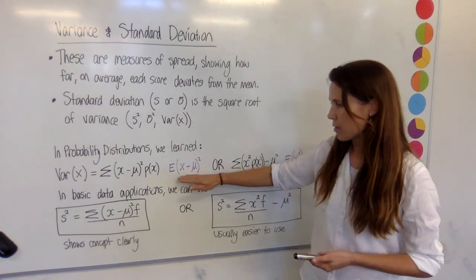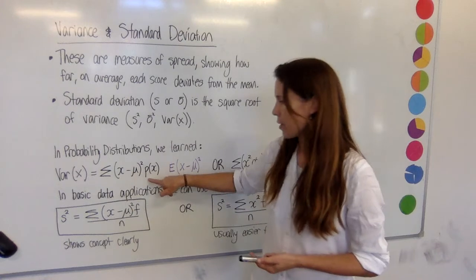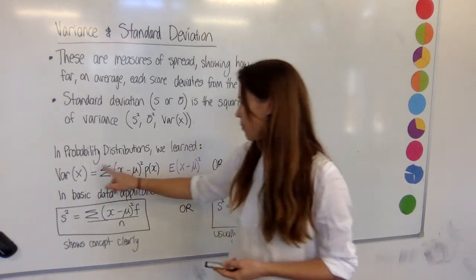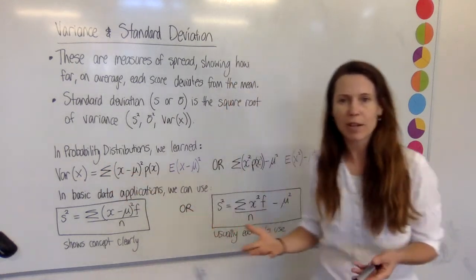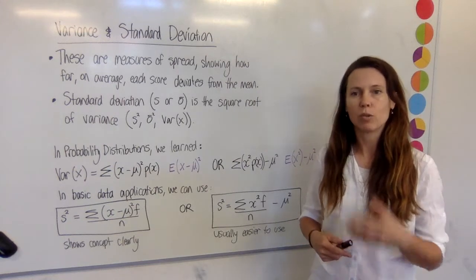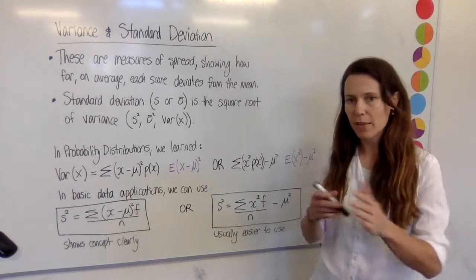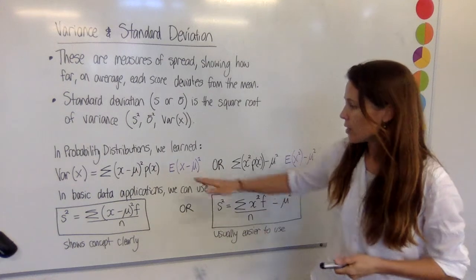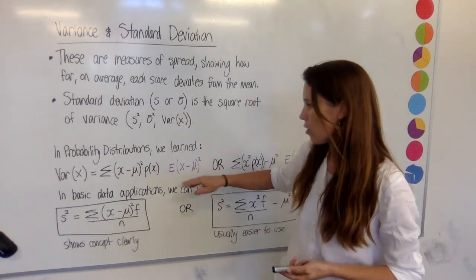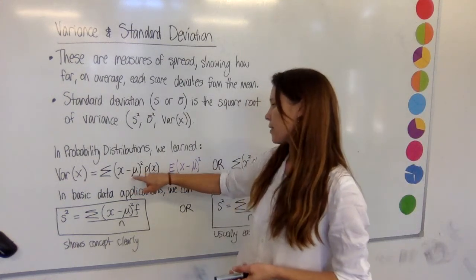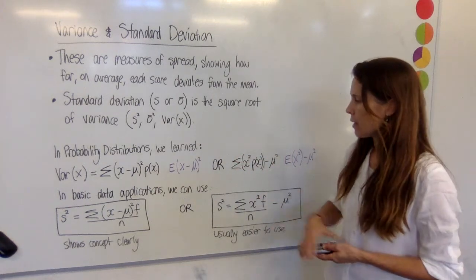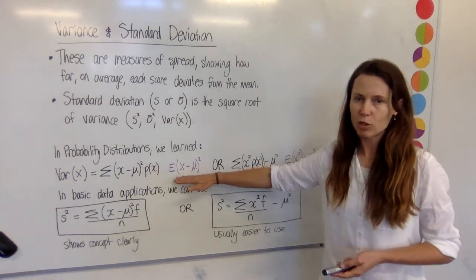Now, why is it written this way? Well, when you weight something by the probability and you add them all up, that's the recipe for how you find the expected value of something. You weight it by the probabilities and then you add those all together, and that's the expected value. So we're finding the expected value of each thing minus the mean, all squared. And that's one of the formulas that you have on your sheet.